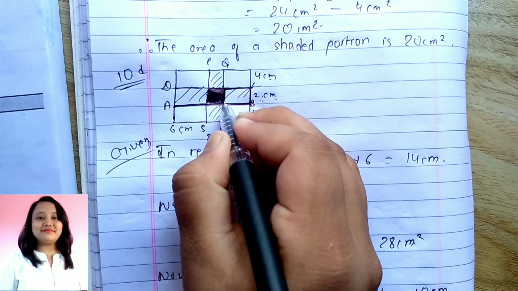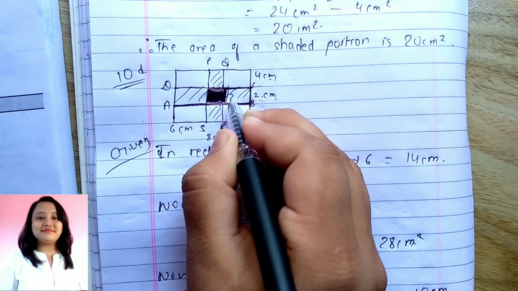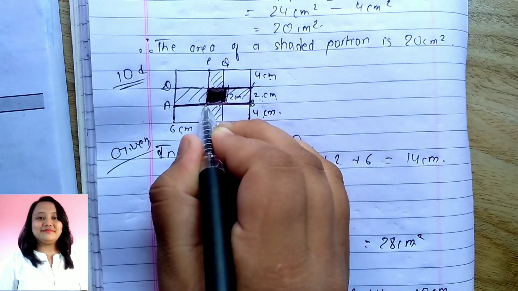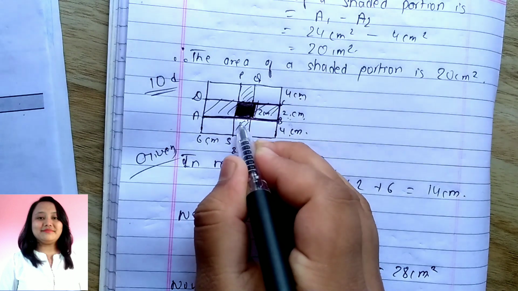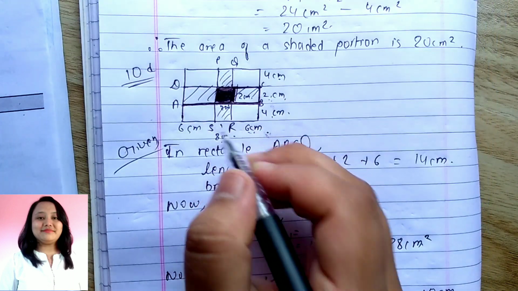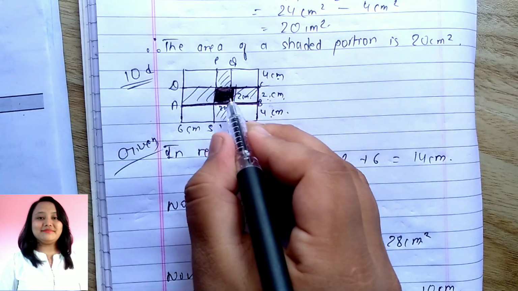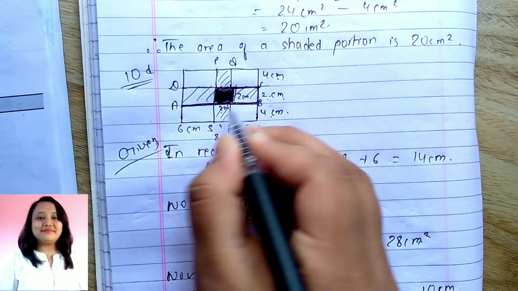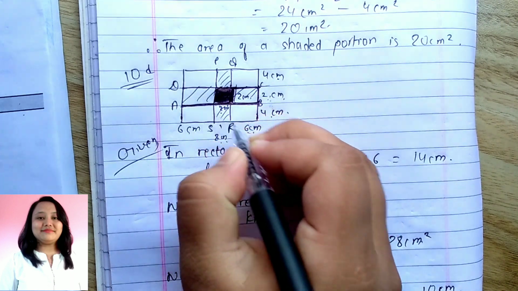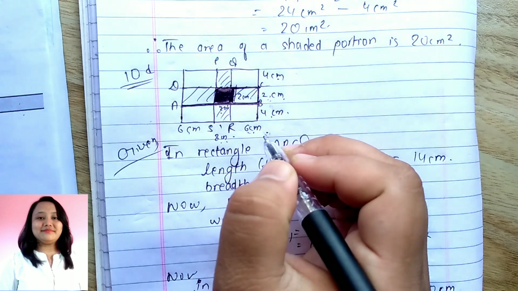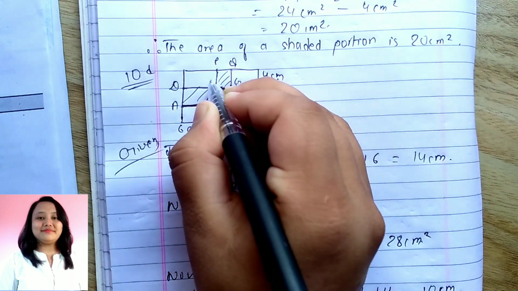From this portion, this side, you can see here it is given 2 centimeter, no? So it is 2 centimeter. Again, when you check this side, you can see here 2 centimeter is given. So here also it will be 2 centimeter. Now we can consider this small portion, since it is 2 centimeter in both, it can be considered as a square, and it can be denoted as, ABCD is already given, PQRS is already given, so you can write EFGH.